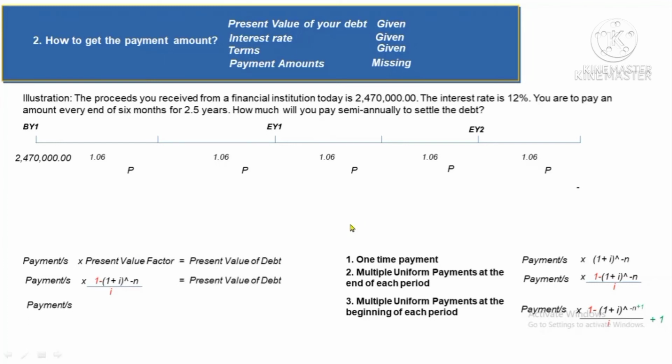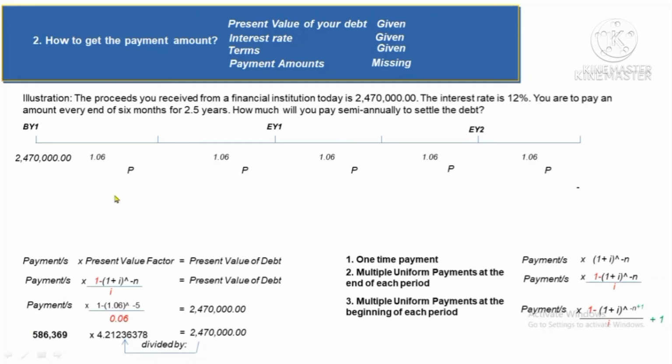And then we substitute. In the problem, the payments is not given, but we can get the amount for the present value factor. So we have 1 minus 1.06 raised to the power of negative 5 divided by 0.06 equals the present value of 2,470,000, which is given in the problem. If we summarize this, we have 4.21236378, and then we have 2,470,000. In order to get the payments, you just have to divide the 2,470,000 by 4.21236378, and the payments is 586,369.